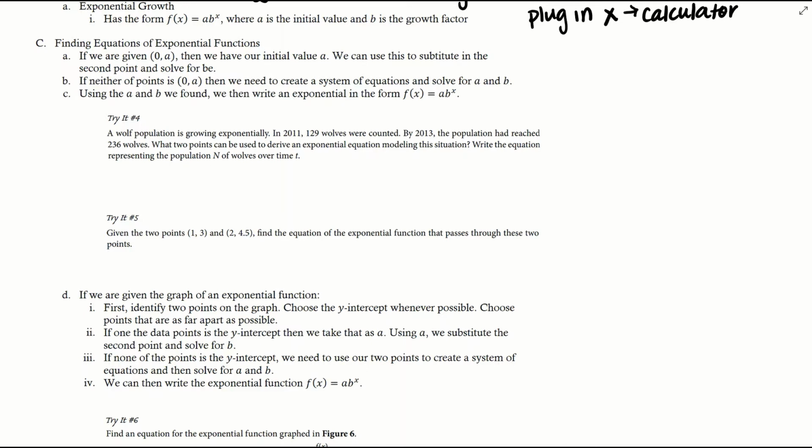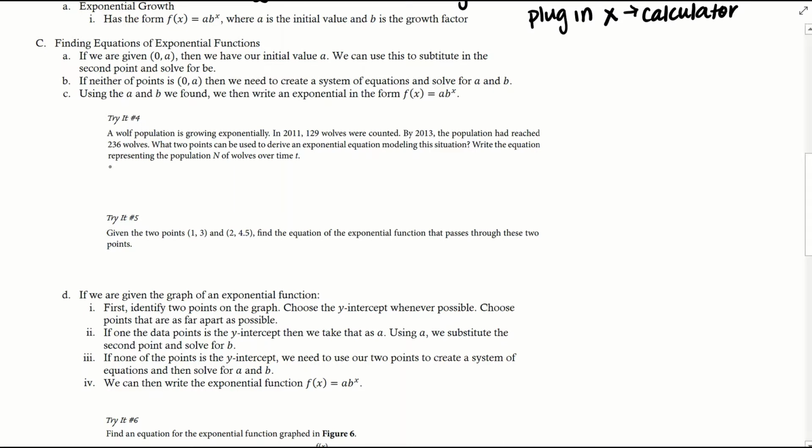So let's try number 4. A wolf population is growing exponentially. In 2011, 129 wolves were counted. By 2013, the population had reached 236. So what 2 points can be used to derive an example equation modeling this situation? This is an interesting one, just because of how we're going to set it up.